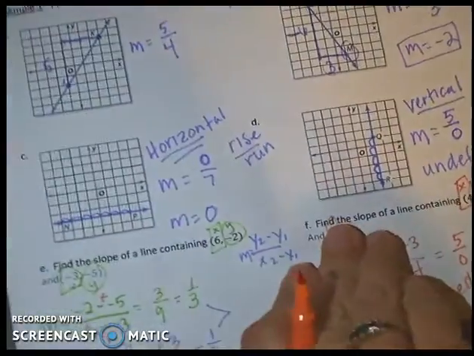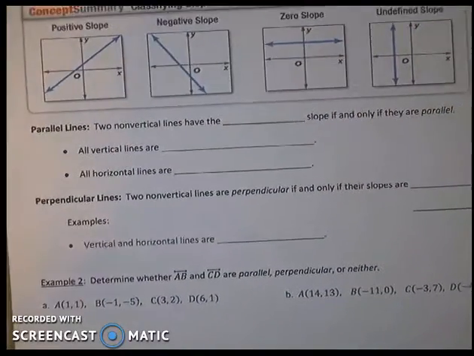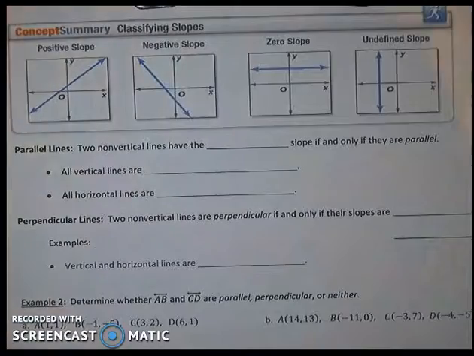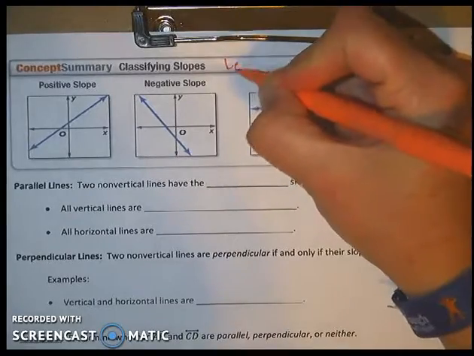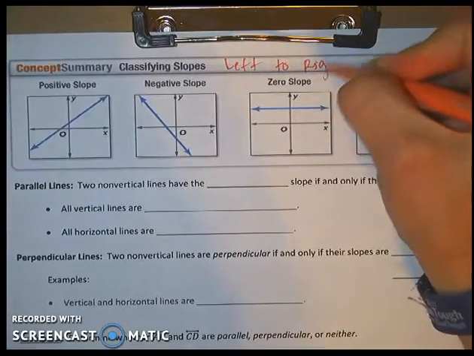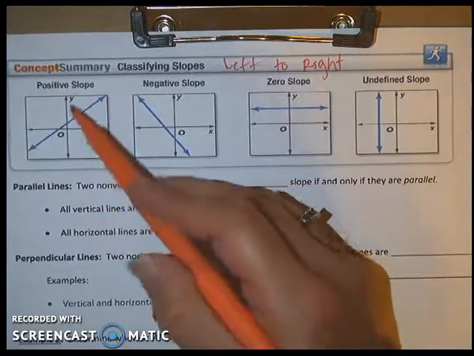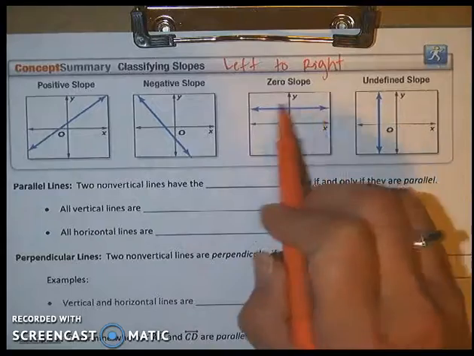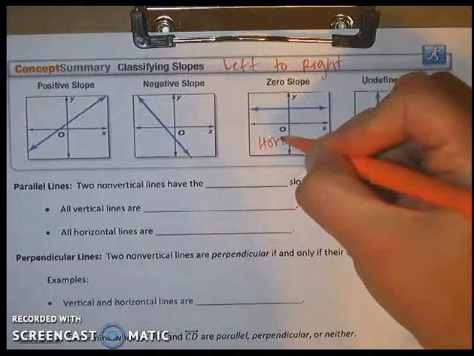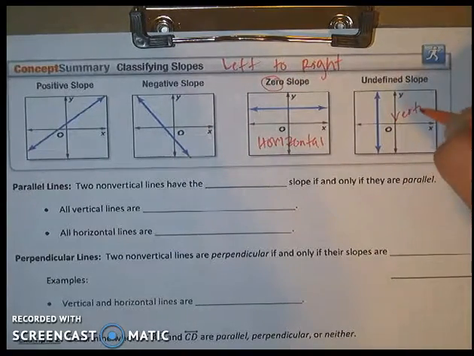Moving on to the back. If you look at the top of the back, it gives you a summary of classifying slopes. And you want to make sure that whenever you classify slopes, like you read, we always look at these from left to right. We read graphs from left to right. When it's going uphill from left to right, that's a positive slope. Downhill is a negative slope. If it goes across in a horizontal, remember horizontal, that tells me there's a 0 slope, and the undefined slope is a vertical line.